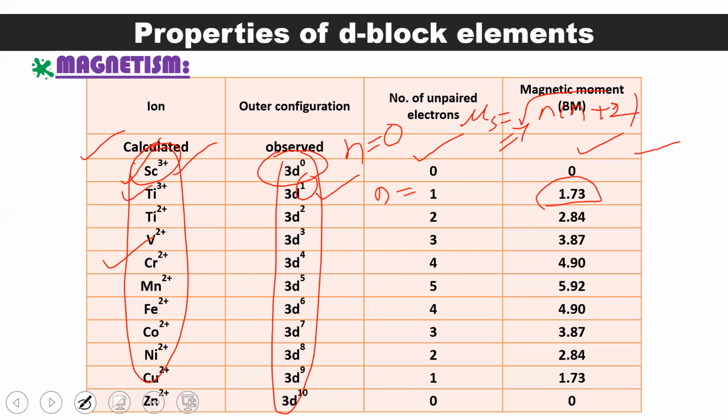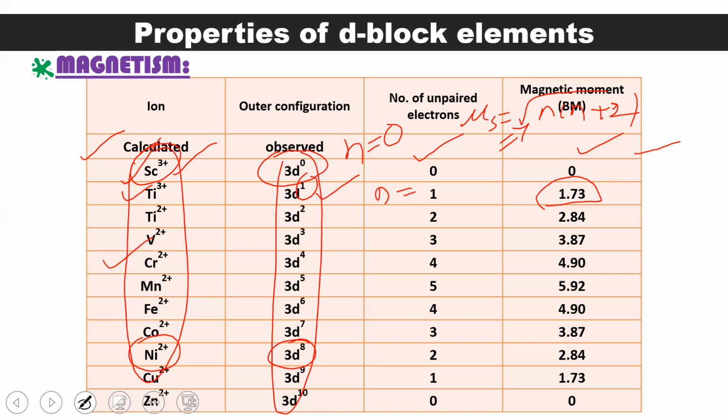So based on that you can easily find. See this one? If you observe this one, nickel plus 2. In the nickel plus 2, the outermost configuration is 3d8, 8 electrons present in the d orbital. Then how many unpaired electrons are present in the 3d8 configuration?